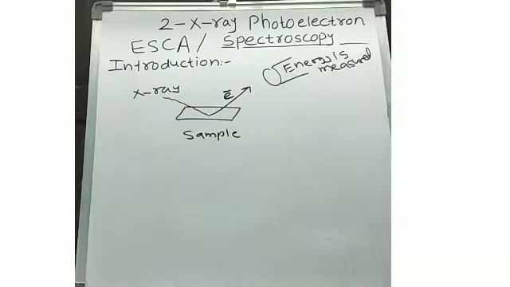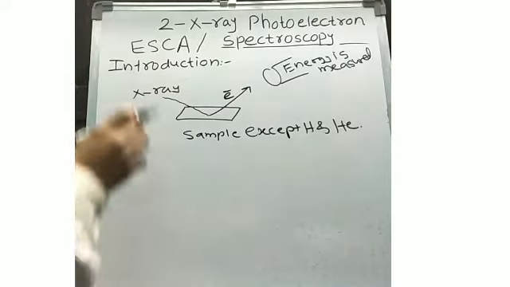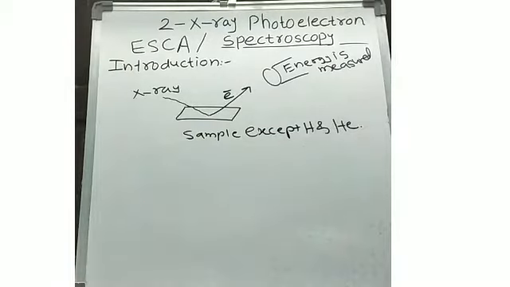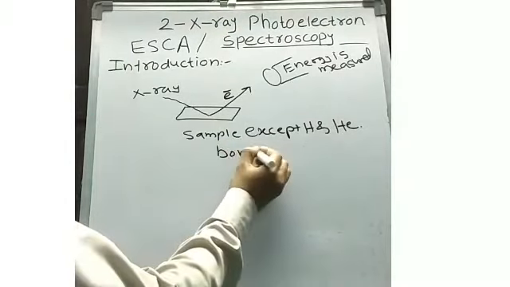But except hydrogen and helium atoms, all atoms can be identified. This ESCA also provides the information about the bonding in the atom. Hence, this is the chemical analysis.